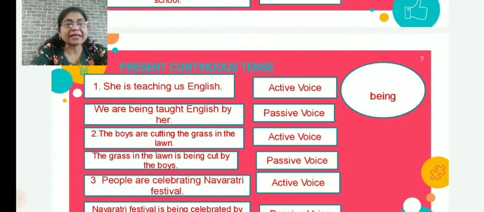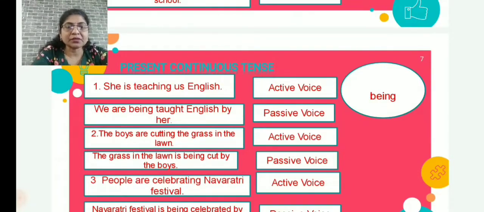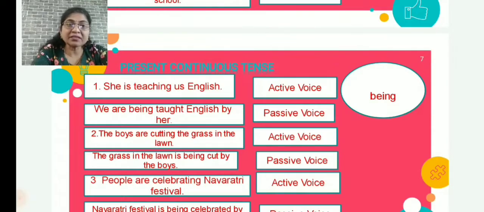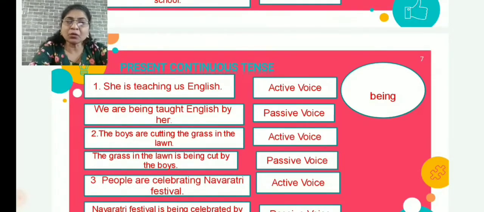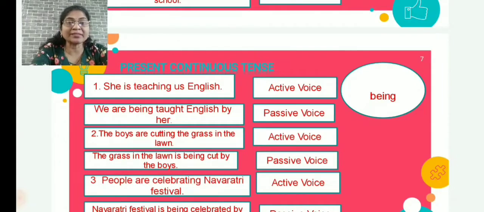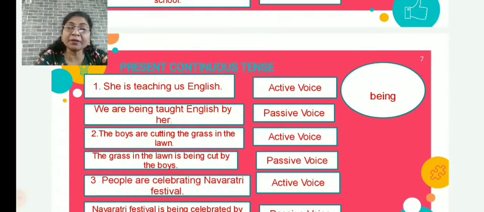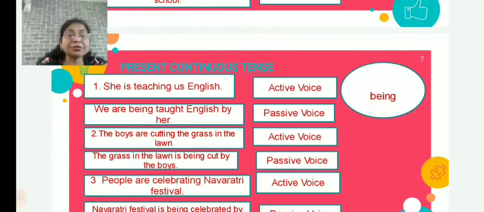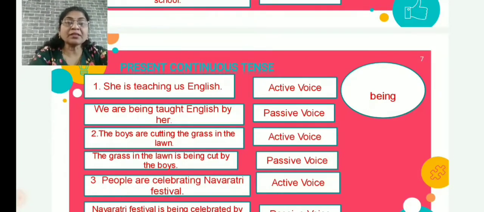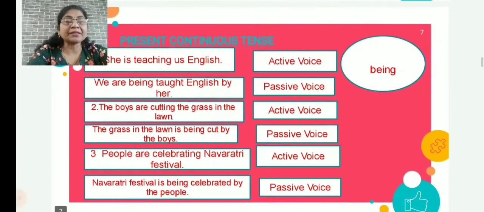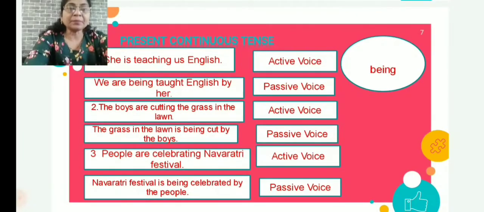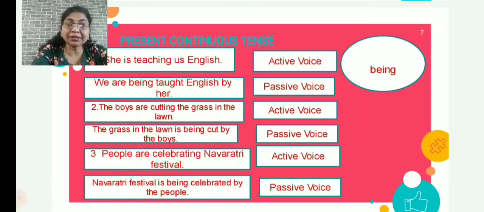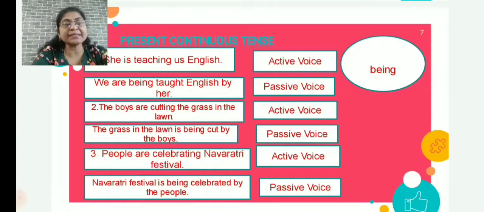Third one, people are celebrating Navratri festival. So people is the doer, are is the supportive verb, celebrating is the action, Navratri festival. What are they celebrating? Navratri. So most of the time, if we ask the question "by what", we can easily get the object. Many times I have told, and now also I am telling, that to identify the object is very important when we change a sentence into passive voice. So Navratri is being celebrated by the people. Again here the word being, B-E-I-N-G, is used to show the continuity. So Navratri festival is being celebrated by the people. It is changed into passive.